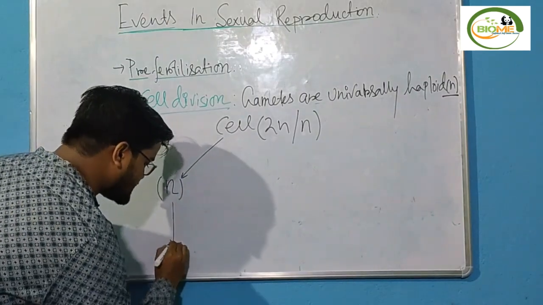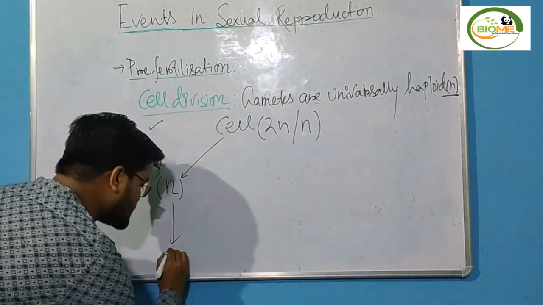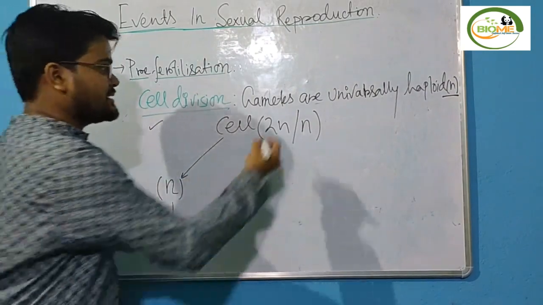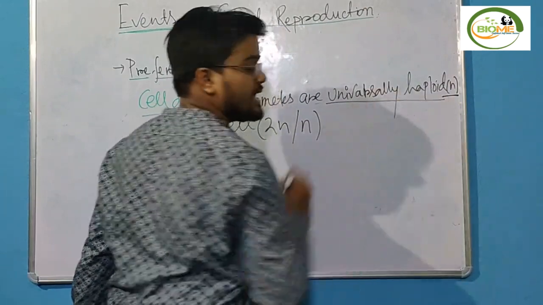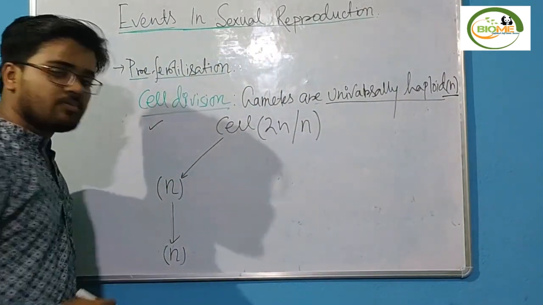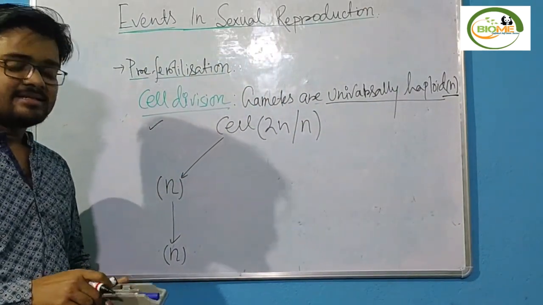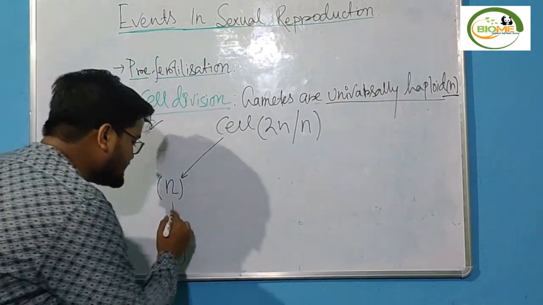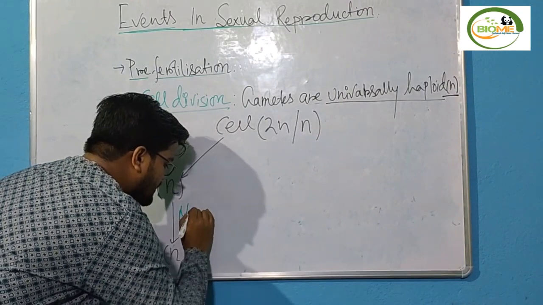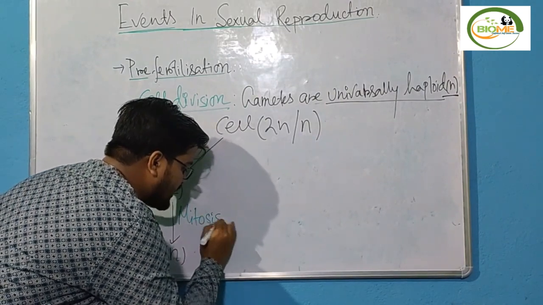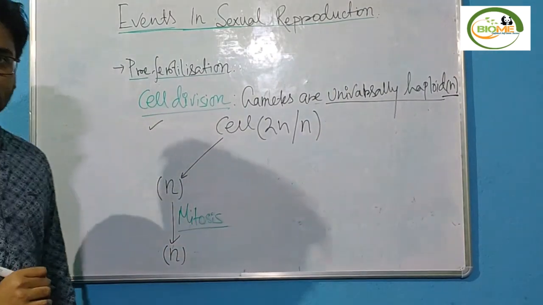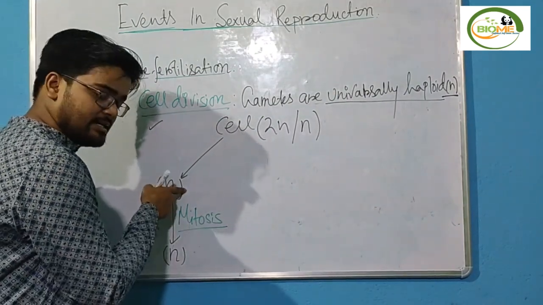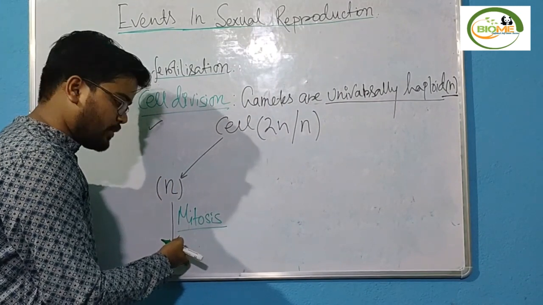So from this haploid cell, definitely there will be production of haploid gametes, because as I told, the gametes are universally haploid. But how will it produce? Definitely there is some cell division stage. And what is that cell division stage? That cell division stage is mitosis. Very important, mitosis. So through this mitosis process, from this cell there will be production of haploid gametes.